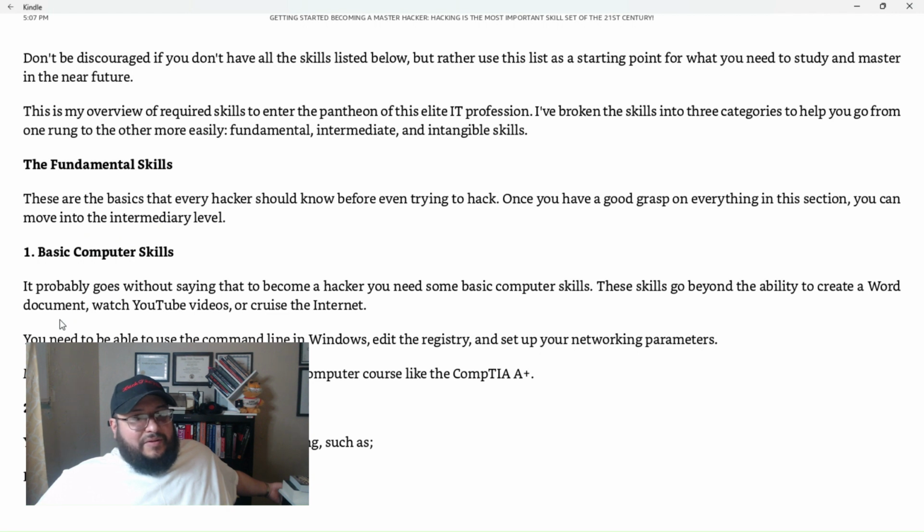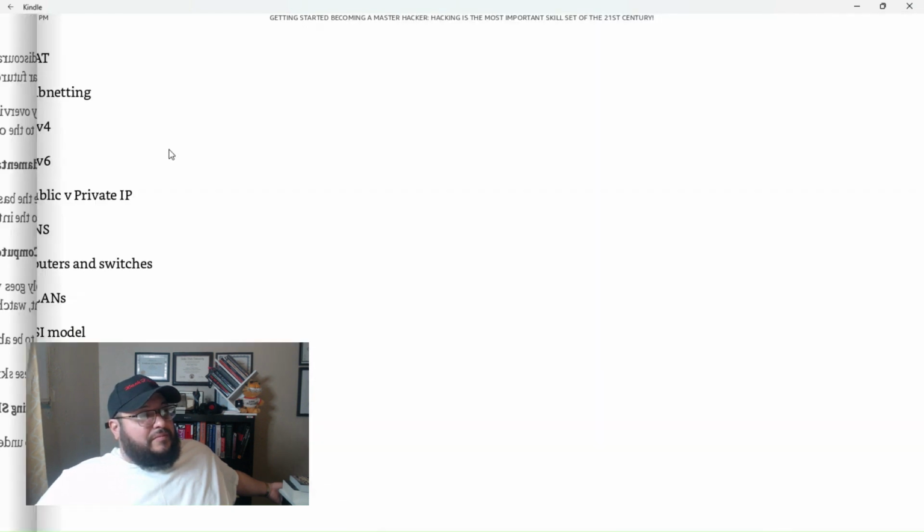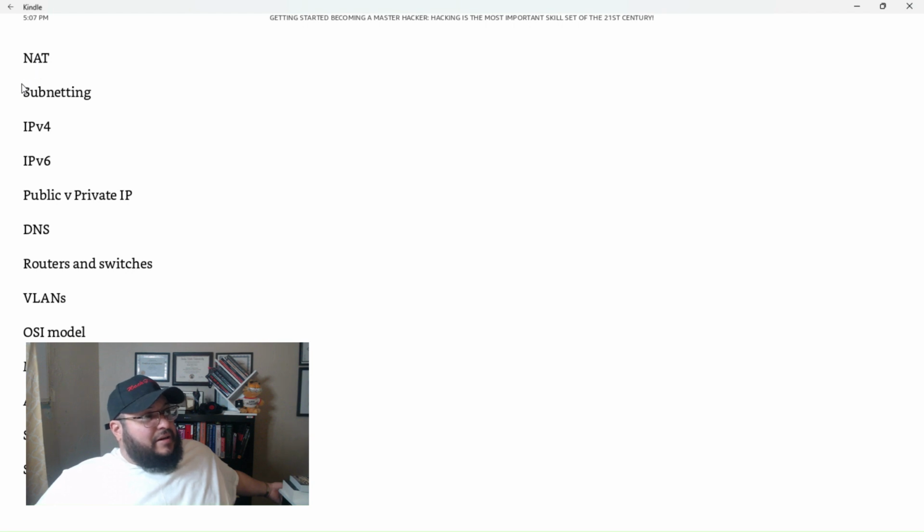Everybody's got basic computer skills nowadays. This is 2022, man. There's kids that can type in the fourth grade and they have basic computer skills. So we're going to skip that. Networking skills. You need to understand things such as DHCP, NAT, subnetting, IPv4, IPv6, public and private IPs, DNS, routers and switches.